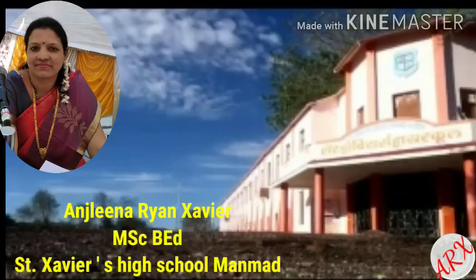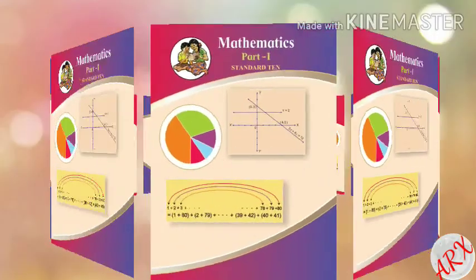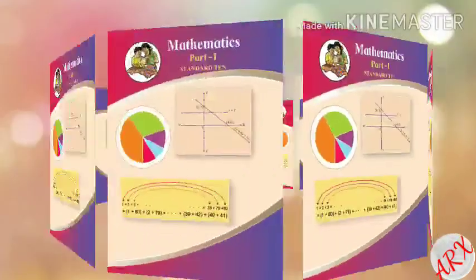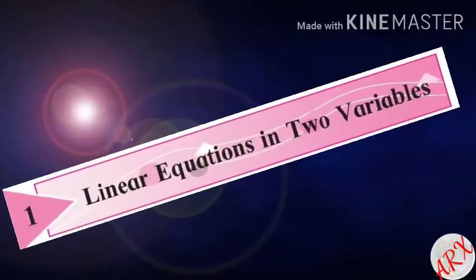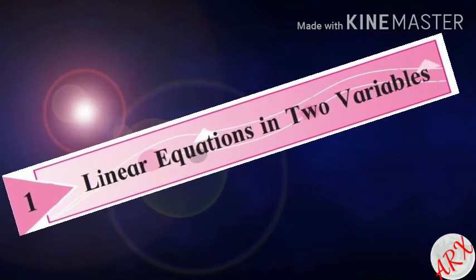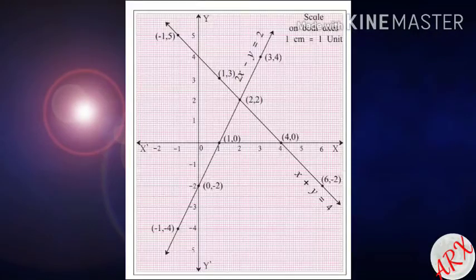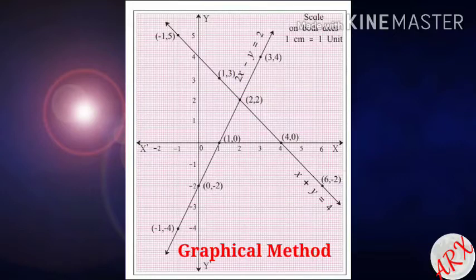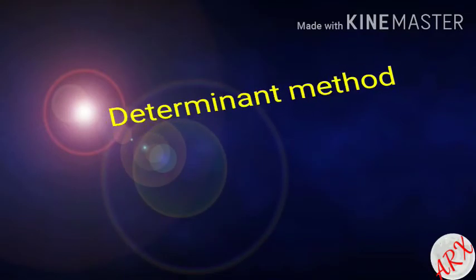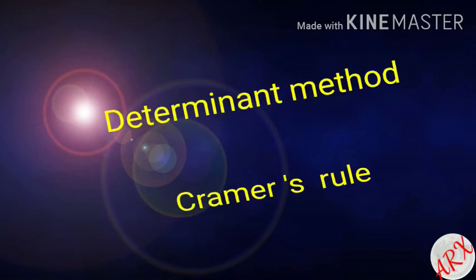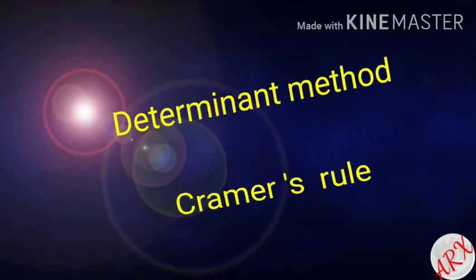Hello students, today we are going to study Mathematics Part 1 of Standard 10, Chapter number 1, Linear Equations in Two Variables. Earlier we studied the method of solving linear equations in two variables by the graphical method. Today we are going to study solving linear equations in two variables by the determinant method or by Cramer's rule.